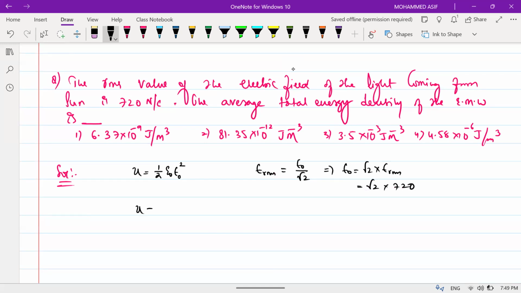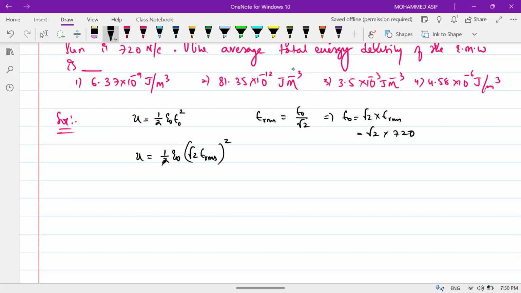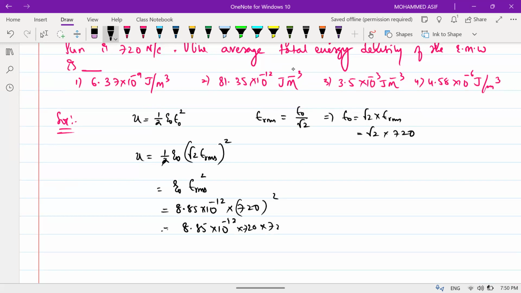So energy density is equal to half into epsilon naught into E naught, which is root 2 into E RMS, squared. So the root 2 squared and this 2 will get cancelled. So it is epsilon naught into E RMS square. Epsilon naught value is 8.85 into 10 to the power of minus 12, into E RMS value, 720, whole square. So it is 8.85 into 10 power minus 12 into 720 into 720. Just simplify it, we'll get the answer.